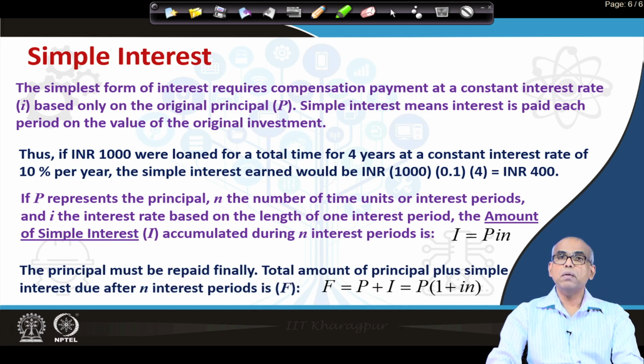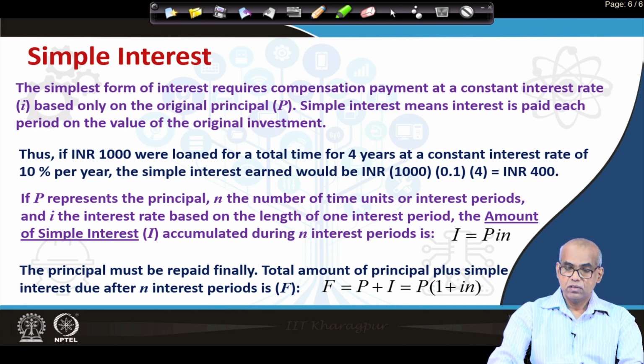The principal must be repaid finally. So, what will be the total amount after n interest periods? It will be the amount of principal plus the amount of interest accumulated during n interest periods. So, it will be P plus P i n, which will be P into (1 plus i n).